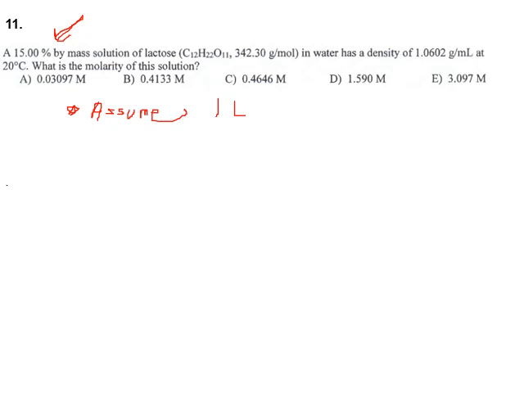So let's do that. So we have a 15% by mass solution of lactose, and they give us the molar mass. In water it has a density of 1.062 grams per milliliter at this temperature. The temperature turns out not to matter. What is the molarity?